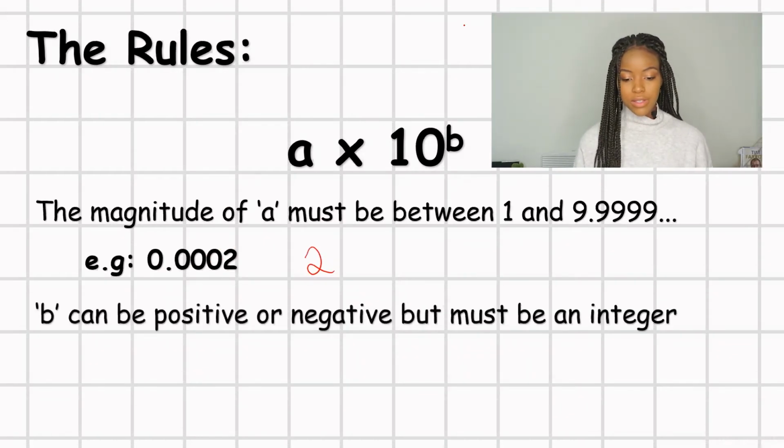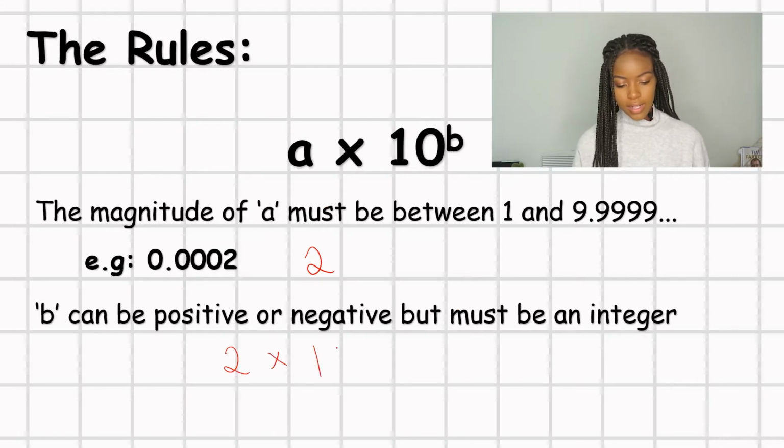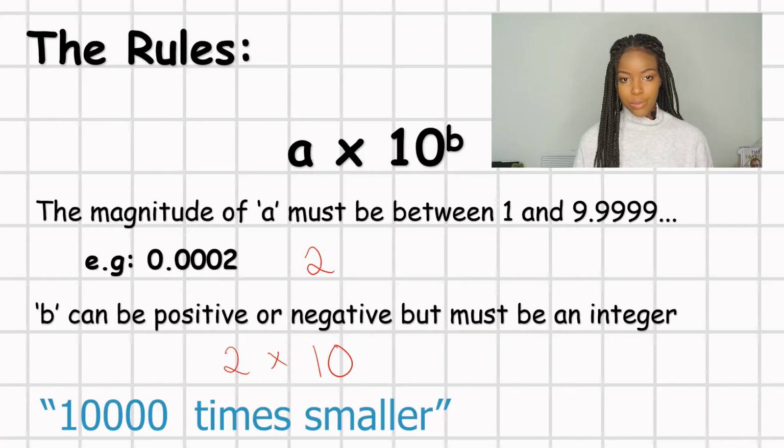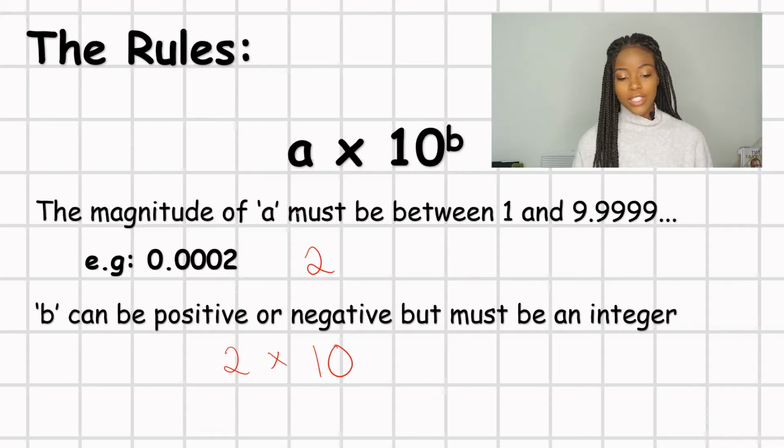And now we'll move on to working out the B. B can be positive or negative, but must be an integer. So our first part is 2 times 10 to the power of something. At the moment, we have a 2, but we need it to become 0.0002. So we want to divide the 2 by 1, 2, 3, 4. We want to divide the 2 by 10 to the power of 4. B would be minus 4.